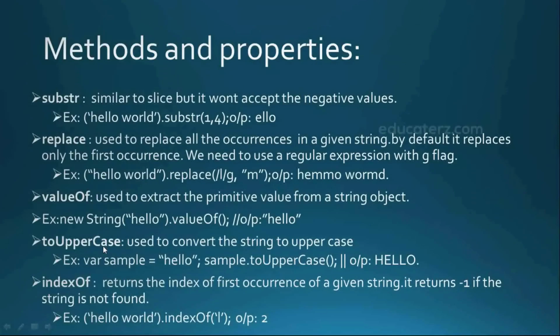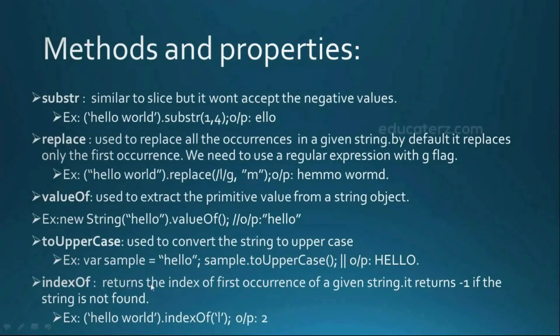toUpperCase is used to convert the string to uppercase. So this method is used when you want to convert the complete string into uppercase. Similar to toUpperCase, we also have toLowerCase, where it will convert the given string characters into lowercase.